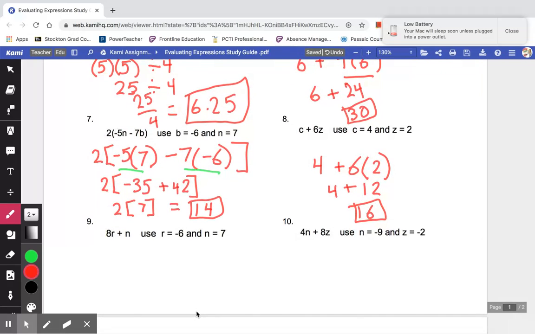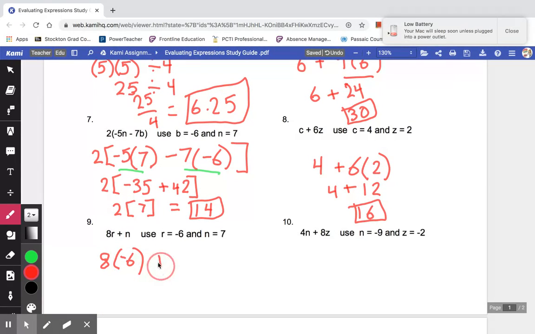So continuing down, these next few problems, you have to really be careful with the negatives. So make sure that you're putting them in the problem, especially using parentheses. So if I have my 8R here, I'm going to copy down 8. But again, this is parenthesis negative 6. So parentheses are especially important there because you don't want this to look like 8 minus 6. And then plus n would just be plus 7. So 8 times negative 6 will be a negative 48. And then plus 7. So my final answer here will be a negative 41.